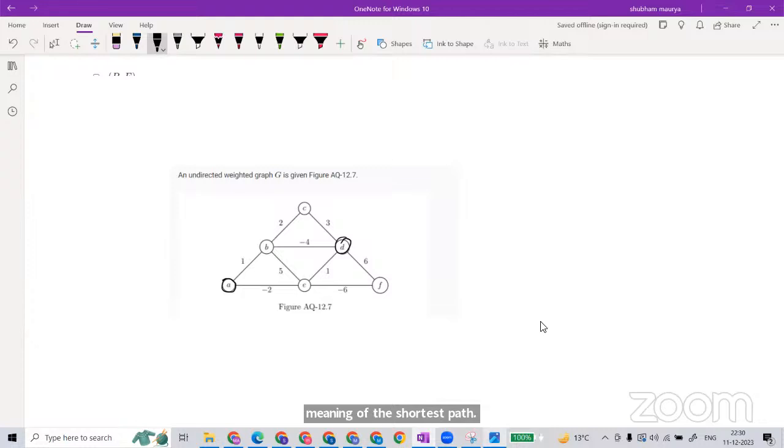So there are two ways: the Dijkstra algorithm and the Warshall algorithm. The Dijkstra algorithm does not allow any negative weight edge. Here this edge has a negative weight, so we will not apply the Dijkstra algorithm, we will use the Warshall algorithm. Suppose this is exactly 2, this is exactly 4, this is exactly 6. Now there is no negative weight edge.